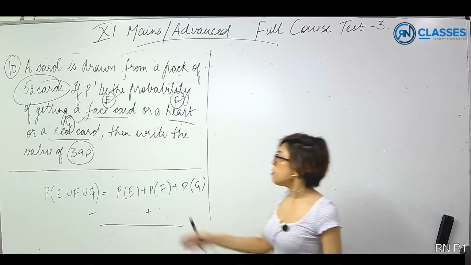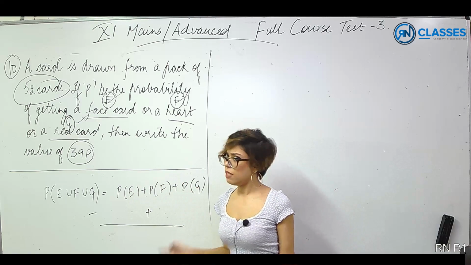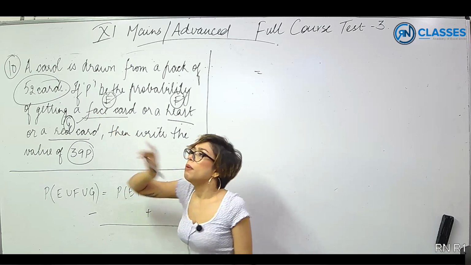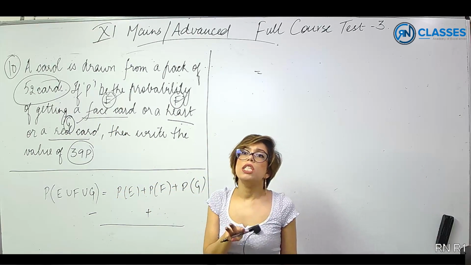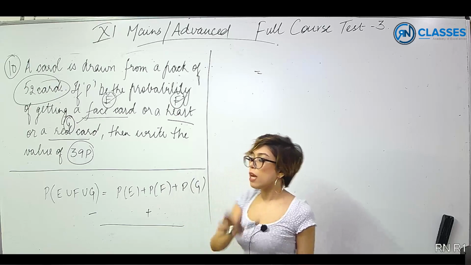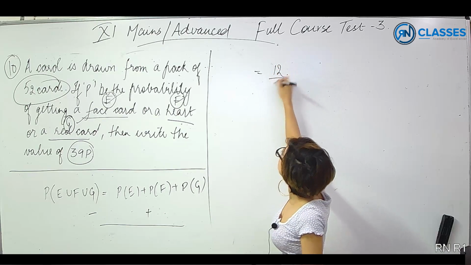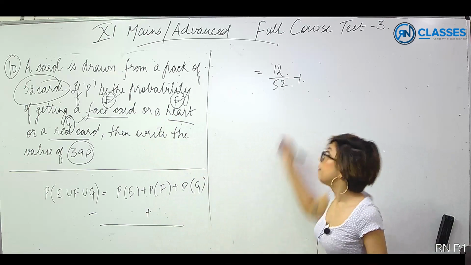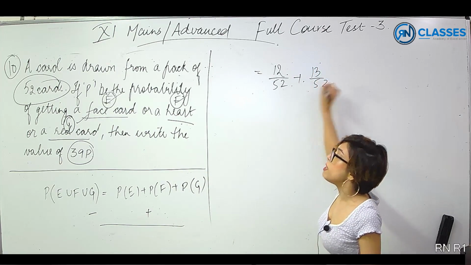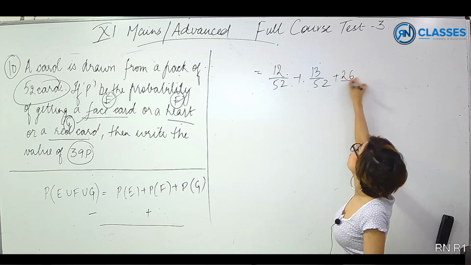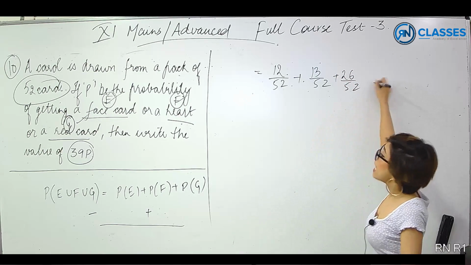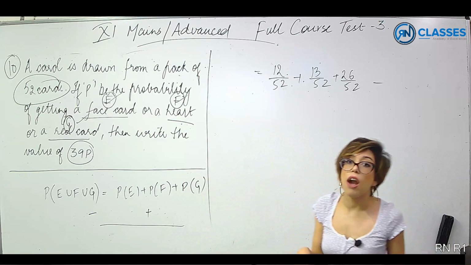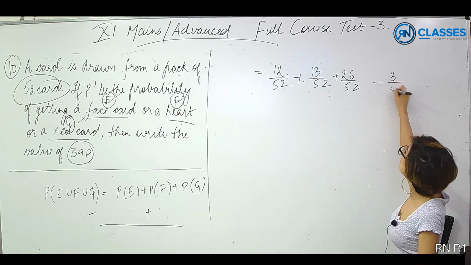Now, let me just evaluate all of these very quickly. These are very simple to evaluate, by the way. Probability of E, that means getting a face card. How many face cards are there? 3 face cards in each suit, 4 suits, so that means 12 face cards. So 12 by 52 plus probability of F, heart, 13 by 52. Then probability of red card, that is 26 by 52. Minus E intersection F, so that means face card and a heart, that is 3 by 52.